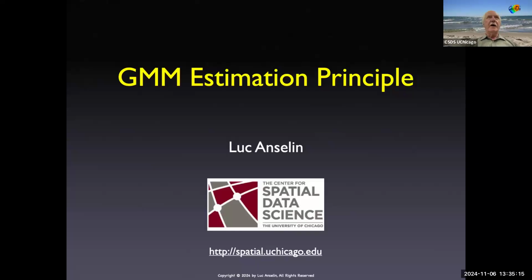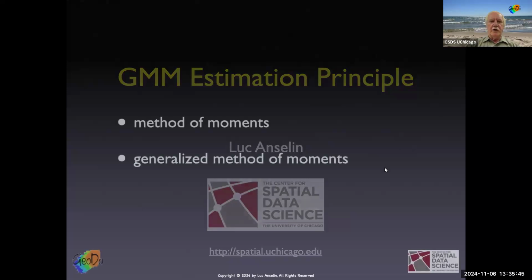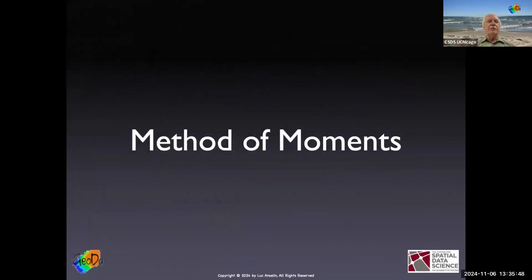So we're going to start by looking at the GMM estimation principle, which is the overall principle that guides the estimation of what I call the modern methods to estimate the spatial lag and spatial error model. Spatial lag case is very straightforward. That's instrumental variables. Spatial error model is a little more complicated because then we'll have actual moment equations to solve for. So I'm going to start with a general principle, the method of moments, and then its generalization.